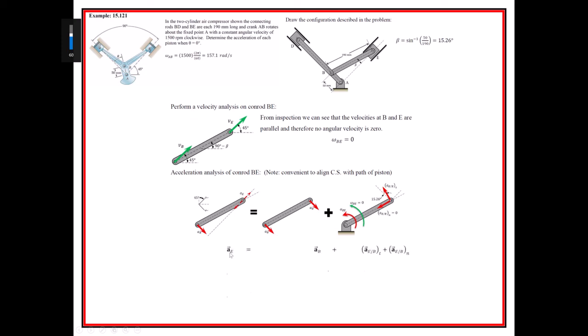So we write out the equation for E. And we place B right here, the known one here. It's to represent the translation. We pin it at B. And then we put in the tangential and the normal accelerations on the end. And we already know that the normal is going to be equal to 0 because it has no omega.